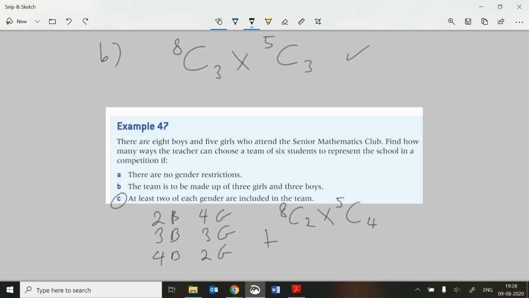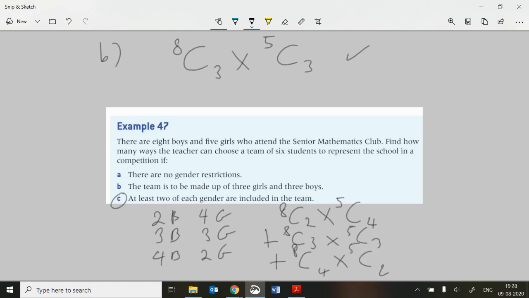I've got this combination, or I've got this combination. I've got this or this, so therefore I need to add. Okay, confusing myself there a little bit. So we've got 8 choose 3 times 5 choose 3, and the final combination is I need to choose 4 boys out of 8 times 2 girls out of 5.